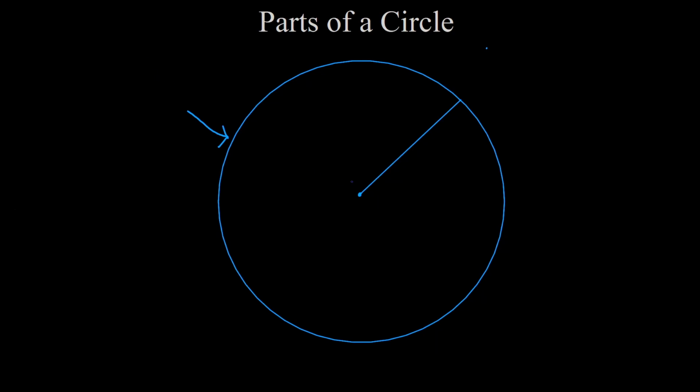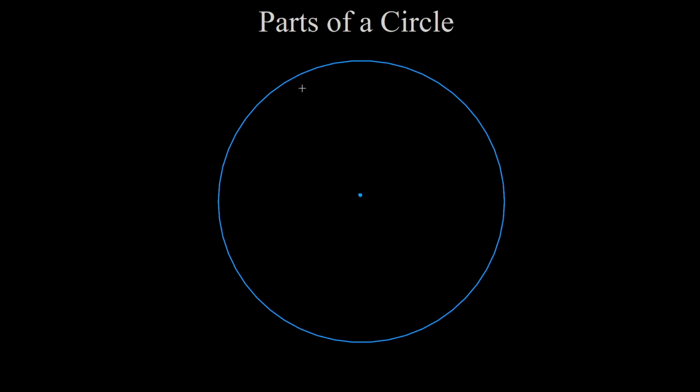Next, we have the diameter. A diameter is from the circumference of a circle through the center and then all the way out to the other end. The diameter cuts the circle in half.